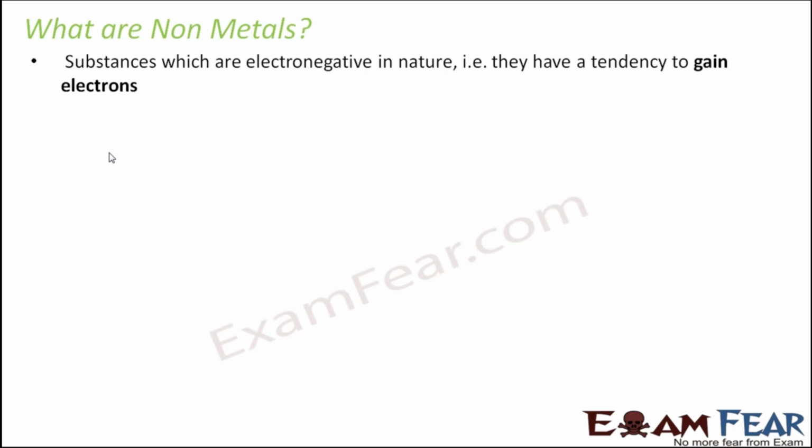These are those substances which are electronegative in nature, just the opposite of metals. They do not have a tendency to lose electrons, rather they want to gain electrons. You can say that metals believe in giving, so they release electrons, whereas non-metals are the takers, they want to take electrons, so they will gain electrons.